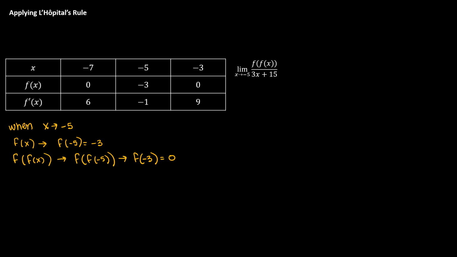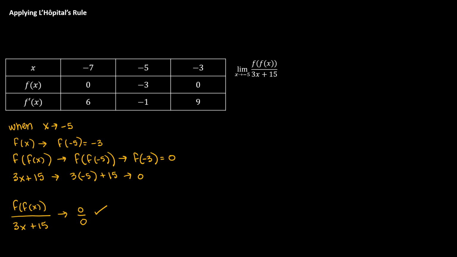But that goes back into f again. So f of f, that's like f tucked into f, is going to be f of f at -5, which is f at -3. So we're just cleaning up the inside function. We know that turns into -3, and reading from our table, f at -3 is 0. So our numerator is heading to 0 when x is going to -5. Let's look at our denominator. 3x plus 15 when x goes to -5 goes to 0. So our rational function does have an indeterminate form of 0 over 0 when x is approaching -5.